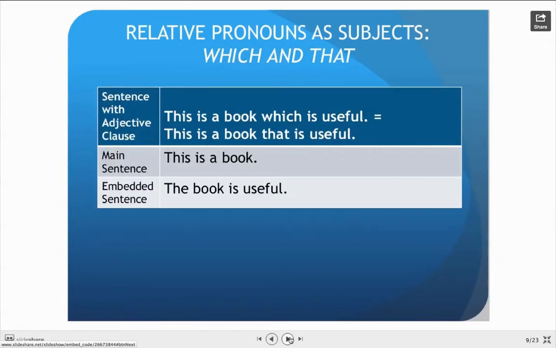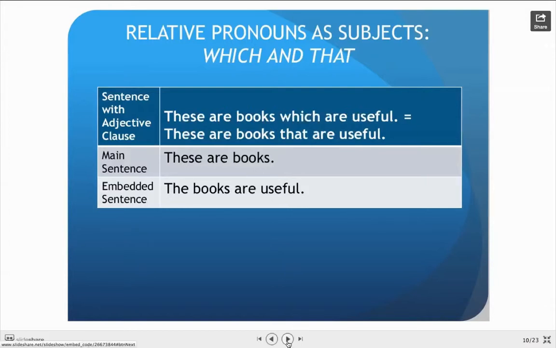Okay, so here is my sentence. This is a book which is useful, or this is a book that is useful, and your main sentence and your embedded sentence. In the plural, okay, here's the main sentence, and here's the embedded sentence.